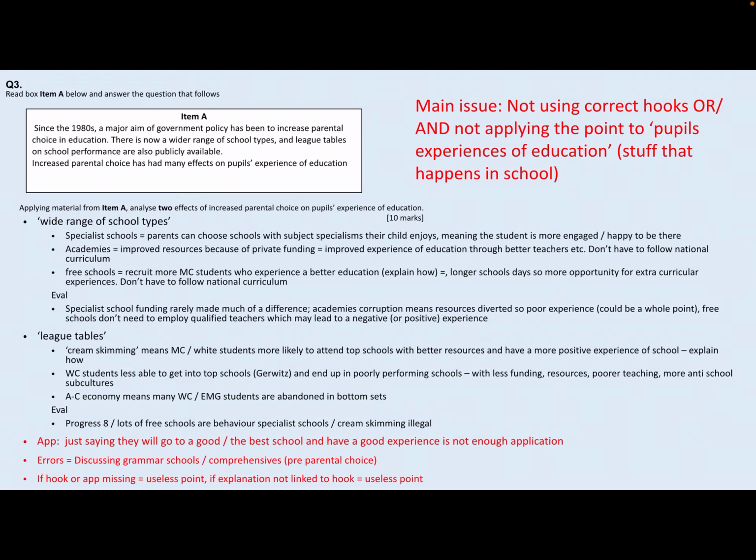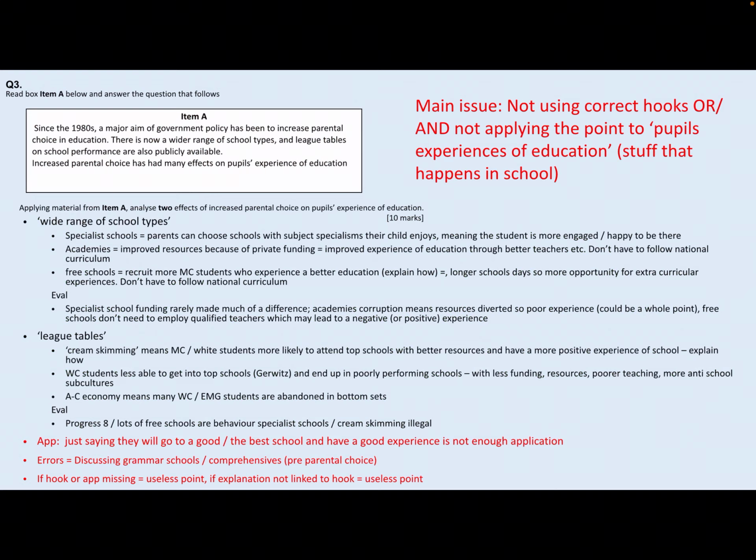So for a wide range of school types, there's a few things you could have talked about, like specialist schools, and what I've tried to do here is explain how I would have connected them to experience of education, but in your essay I'd have expected you to write in more detail than my single bullet points. So yeah, specialist schools, the idea that schools can apply for specialist status and get extra funding, meant that parents can choose schools with subject specialisms that their child enjoys, meaning that the child is more engaged and happy to be there, which is obviously their experience, but again, explain it in more detail.